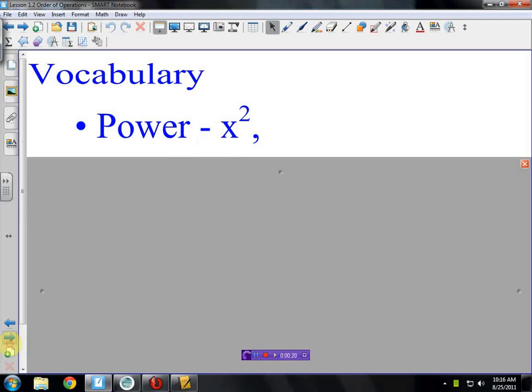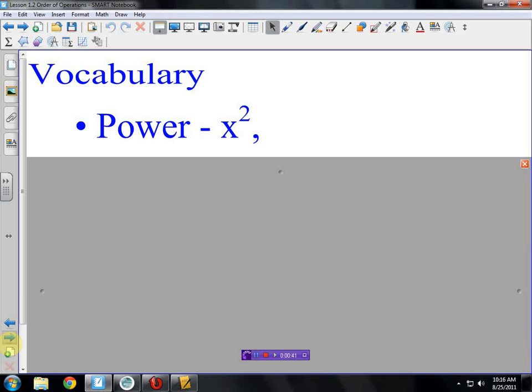So when we talk about this, we're going to need to know a few vocabulary words first. The first we're going to talk about is power. Okay, remember, power is like an x squared. Right? And it's just a different type of operation. Just like multiplication, division, addition are all operations, so is a power.